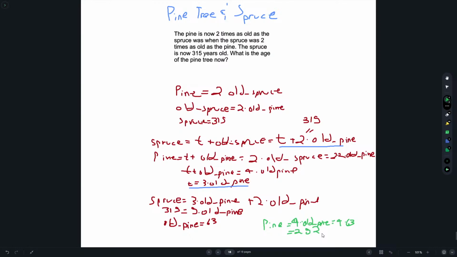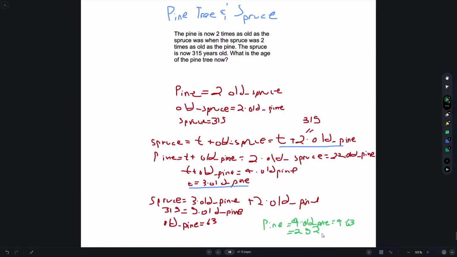126. We know the time that's passed is 63 times 3, which is 189. 189 plus, what did I just say, 126 plus 189 equals 315. Am I getting that right? 63. Spruce is 315. Old spruce used to be 2 times old pine. So we add in how much time has passed, which is 63 times 3, and we get 315.